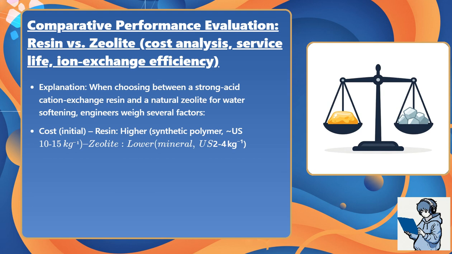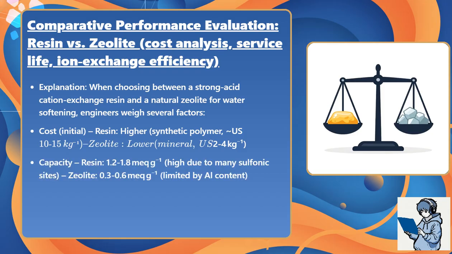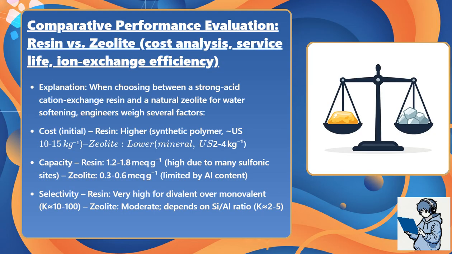Zeolite is a lower-cost mineral, approximately $2 to $4 per kilogram. Capacity: resin 1.2 to 1.8 milliequivalents per gram, high due to many sulfonic sites. Zeolite 0.3 to 0.6 milliequivalents per gram, limited by aluminum content. Selectivity: resin very high for divalent over monovalent, K approximately 10 to 100. Zeolite moderate, depends on silicon over aluminum ratio, K approximately 2 to 5.